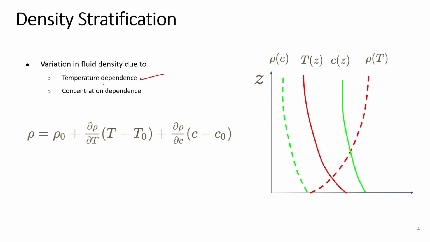So if you just want to quantify this change with respect to temperature or concentration, you can write that the density at any given temperature and concentration is equal to the initial density plus the rate of change of density with respect to temperature. So this is nothing but a Taylor series expansion in two variables. In this course, we are only concerned with the temperature variation, that is the density change due to temperature. So we will neglect this concentration change. So this equation basically gives the density variation with respect to temperature.